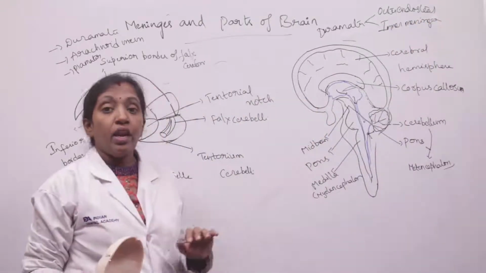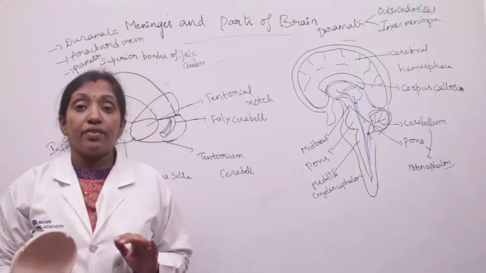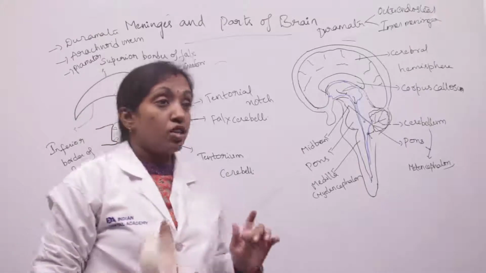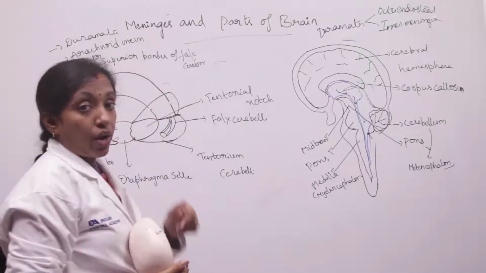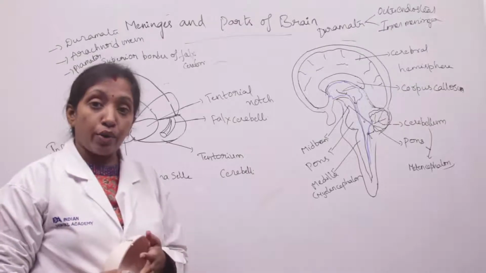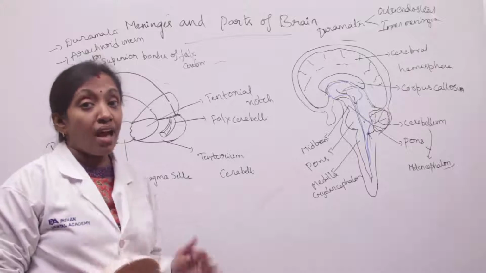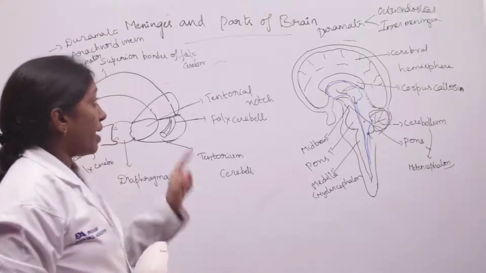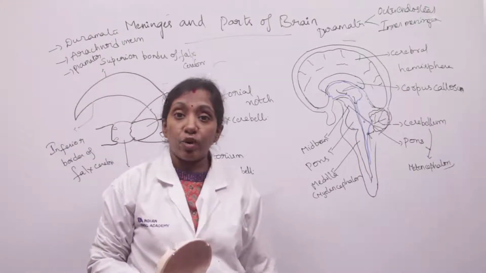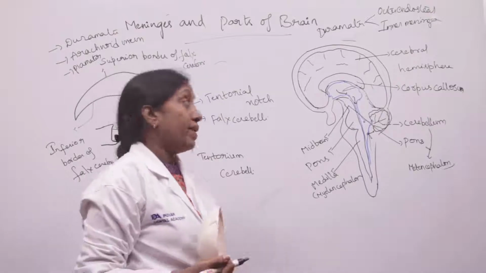So the brain from outside inwards is covered by three meninges. The outer layer is the dura mater, the middle layer is the arachnoid membrane, and the innermost layer, which is in contact with the brain, is the pia mater. The dura mater consists of outer endosteal layer and inner meningeal layer.